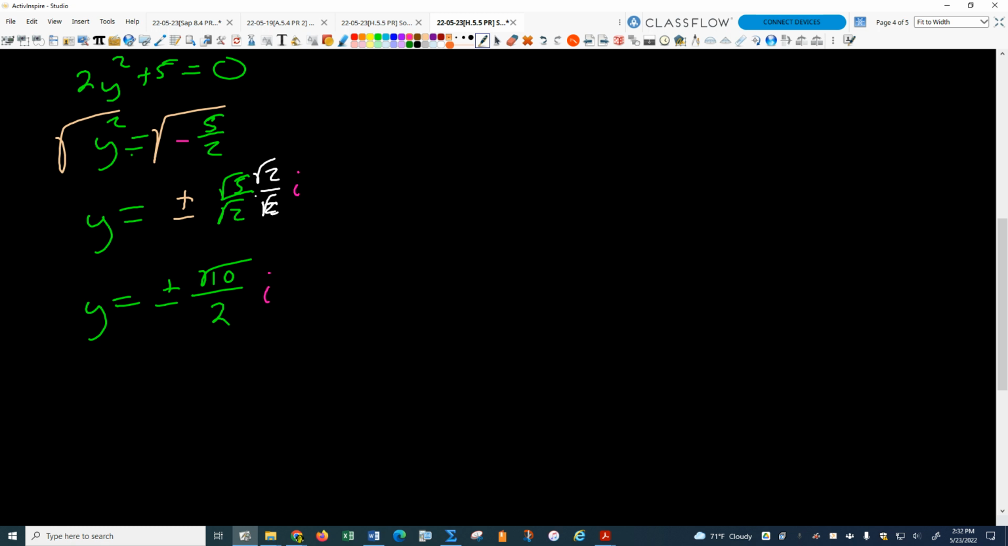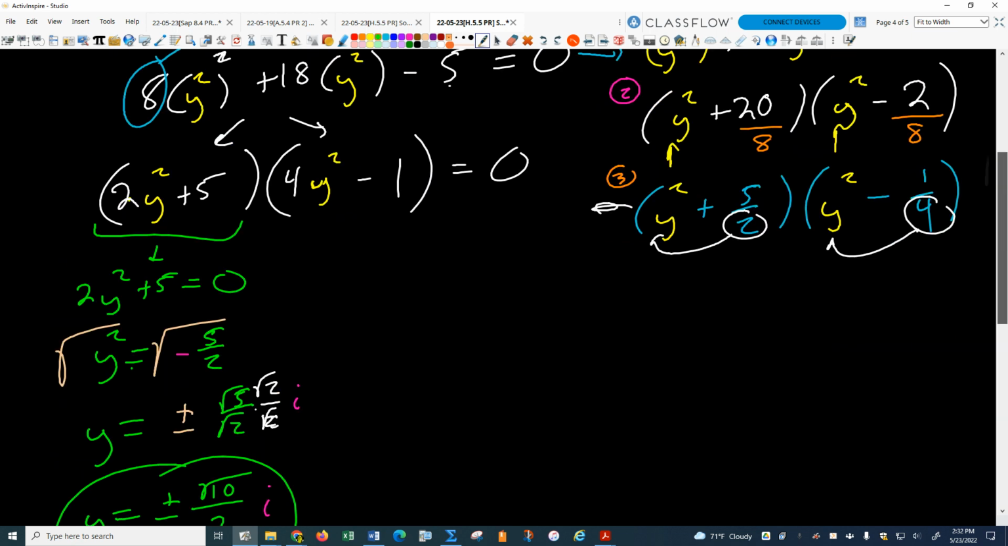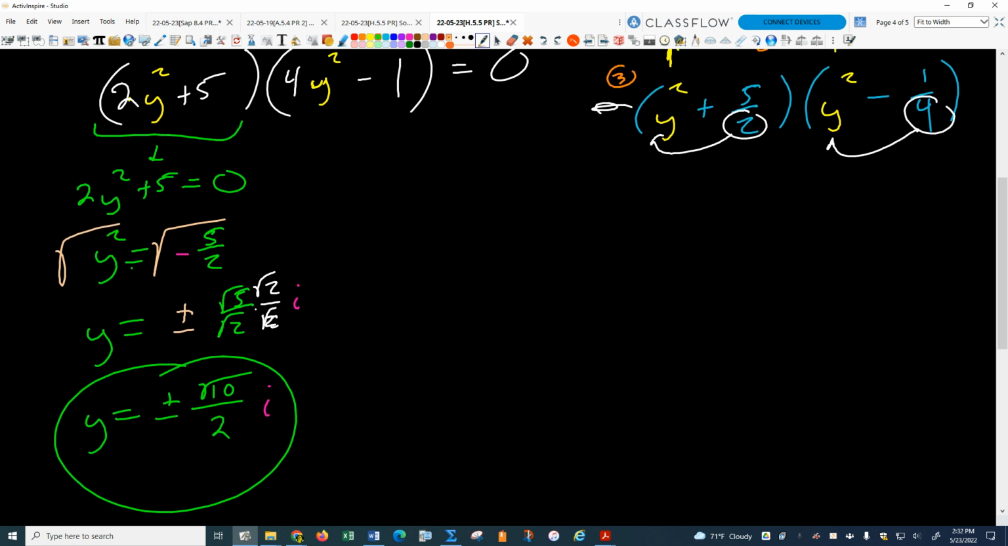Give me thumbs. How's that? Okay, there's 2. Good. So there's 2 of our 4 answers that we need, 4 solutions, because remember, the polynomial is degree 4. And then the other two are a little bit easier.